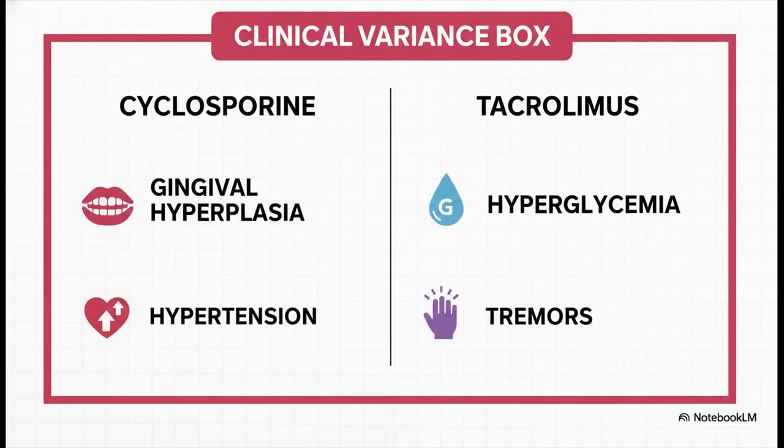Let's lock this in with a clinical variance box. If you are presented with a post-transplant patient who has new-onset hypertension and swelling gums, that strictly implicates cyclosporin. Conversely, if that exact same patient is developing new-onset fasting hyperglycemia and resting tremors, completely without those cosmetic changes, it points directly to tacrolimus. You absolutely must be able to isolate these immediately.